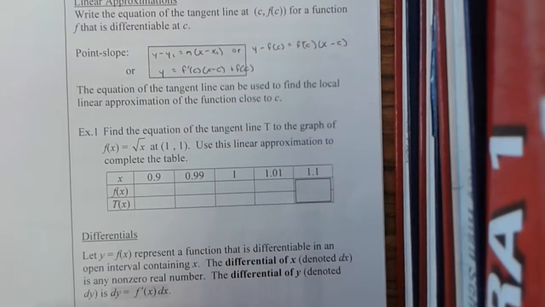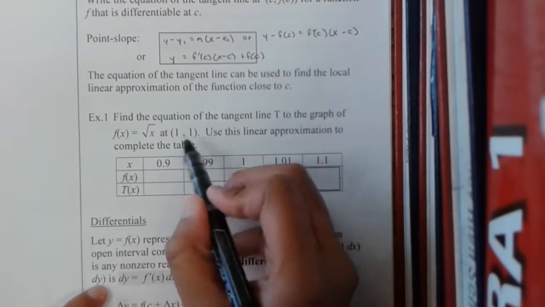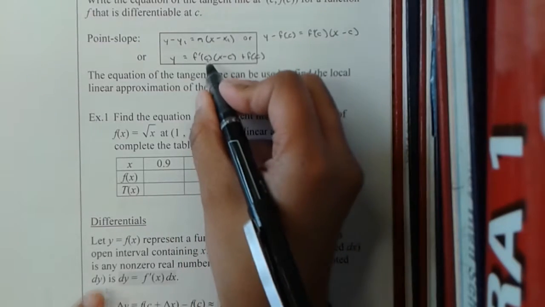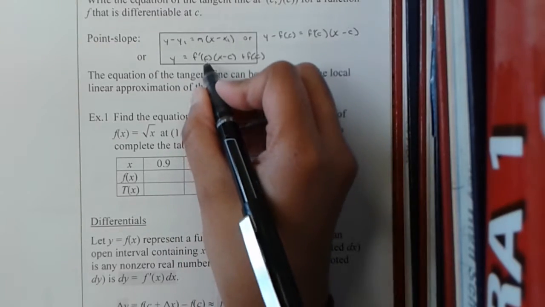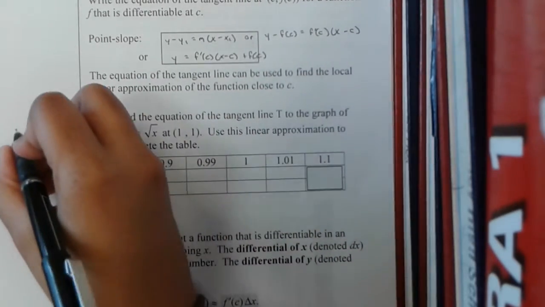Example 1. Find the equation of the tangent line T to the graph of f of x equals square root of x at 1, 1. Use this linear approximation to complete the table. Since you already have your points, your c and your f of c, all you have to do is find your slope at that point, so you find the derivative of f of x.